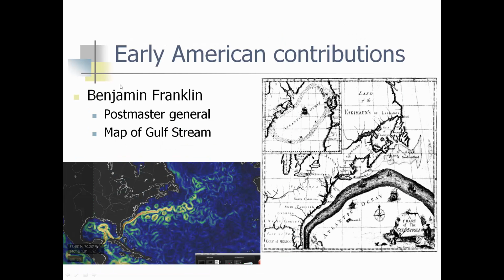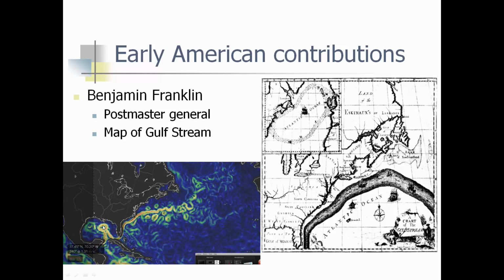Early American contributions: Ben Franklin, Postmaster General, notices that it's very inexpensive to take mail over toward England, but it's more expensive to come back the same way because it's very slow. So what they did is they went across Africa, down the coast of Africa and back around. But he discovered what's called the Gulf Stream.